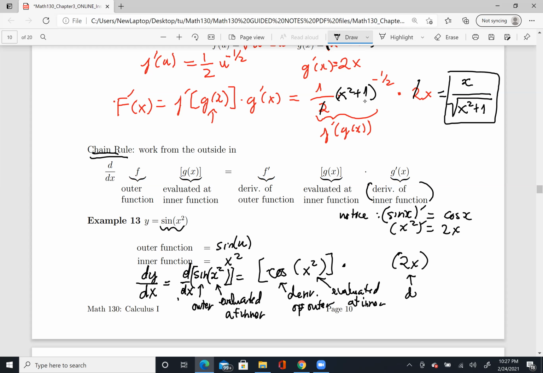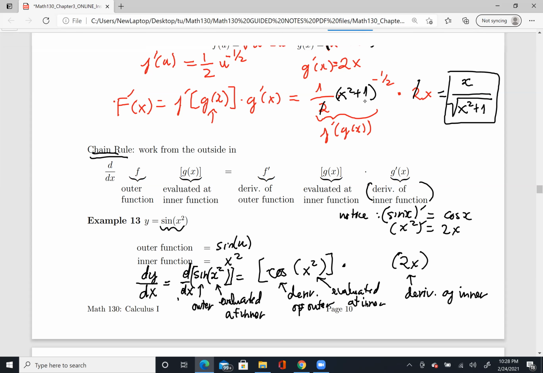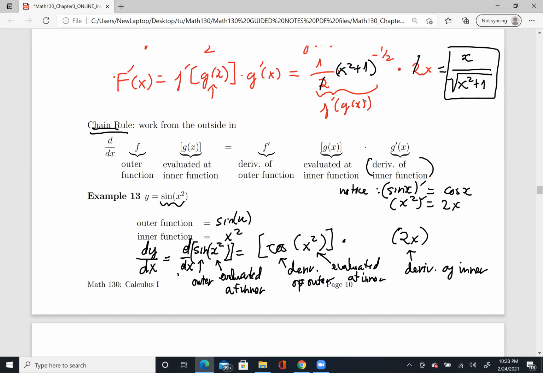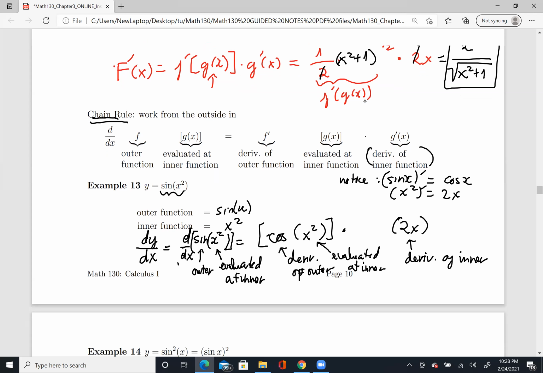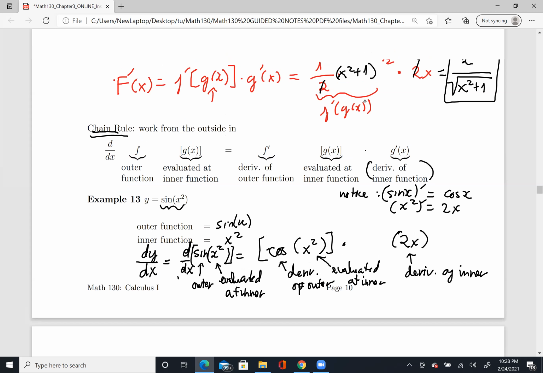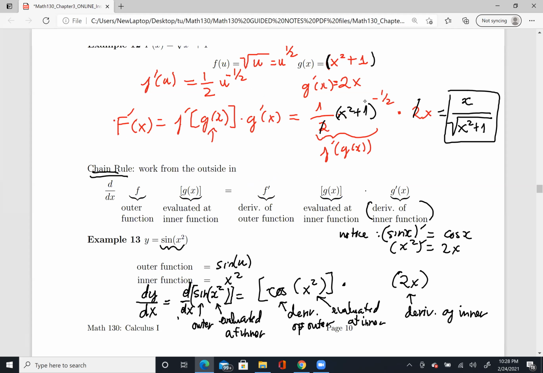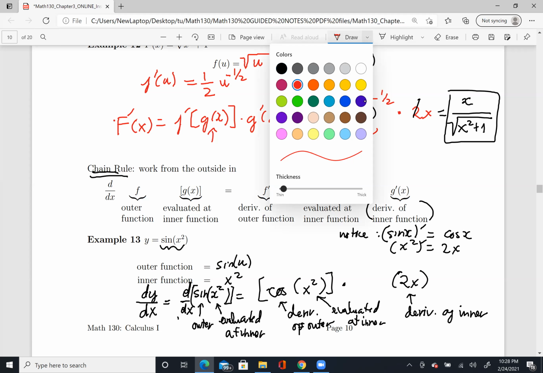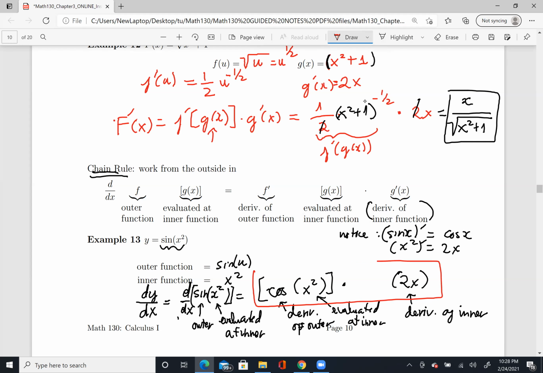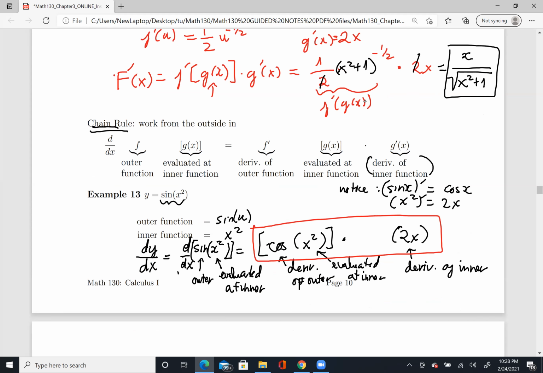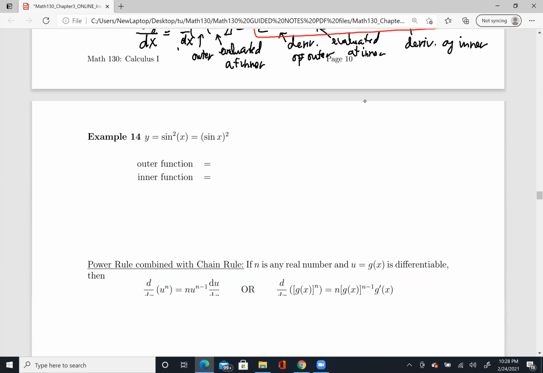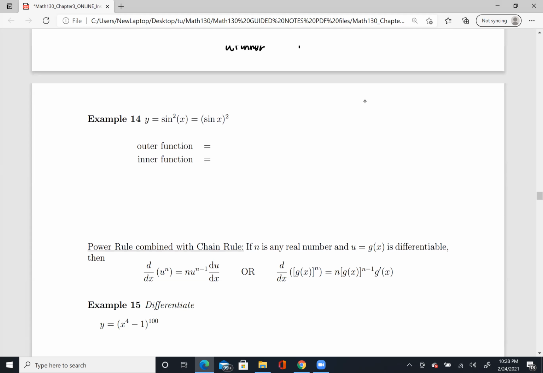So the derivative of inner. Okay. So far so good. That should be the answer. Let me circle it. All right. Okay, now I'm going to move down and we're going to try to do example 14. Okay.